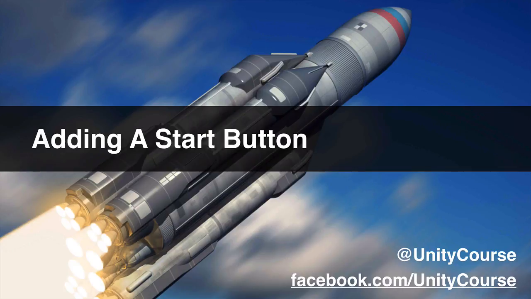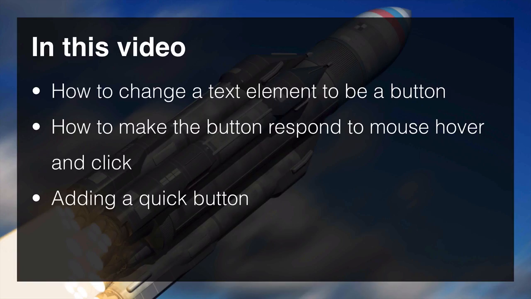In this video we're going to be looking at how to add a start button to our scene and make it respond to our mouse click. In particular we want to have the button change color when we hover over it with the mouse, and we want to have the button change color whenever it's clicked. So we're going to use a text element as a button to do that.